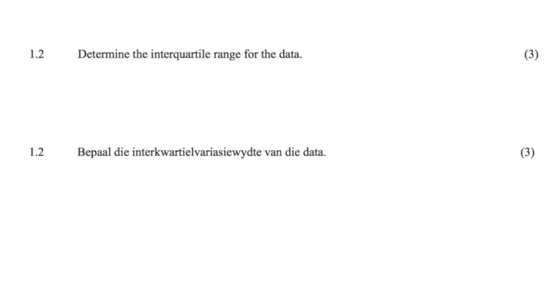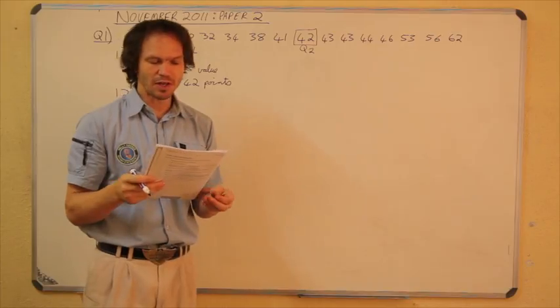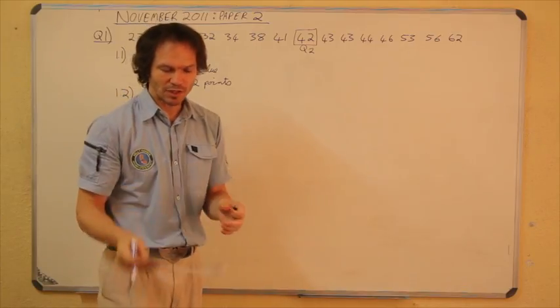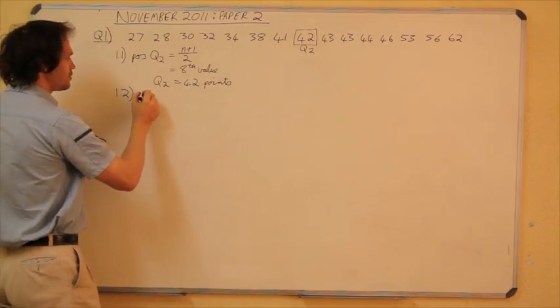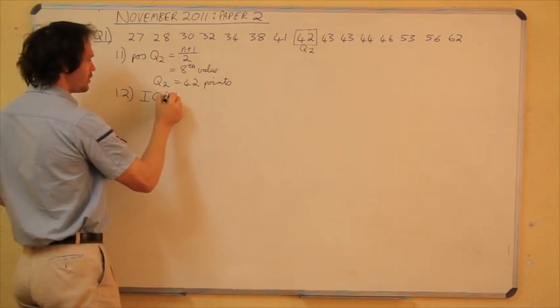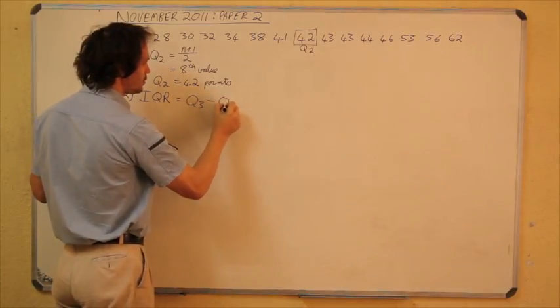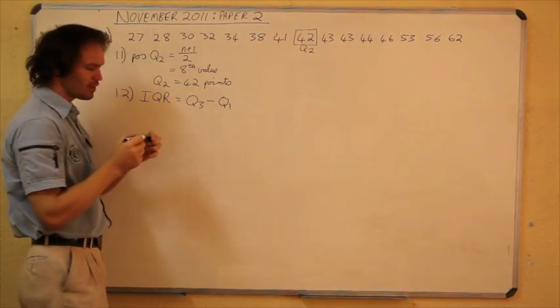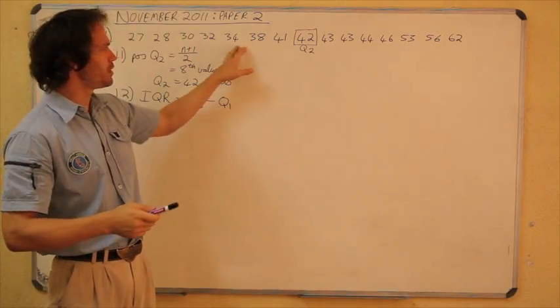Right, then the next question, they want you to find the other quartiles. That's quartile 1 and quartile 3. Now we do that in exactly the same way. Well, actually they just want the interquartile range, but to find that, write that down, the interquartile range is when you take Q3 and you subtract Q1 from it. That's the interquartile range. So we have to find Q1 and Q3.